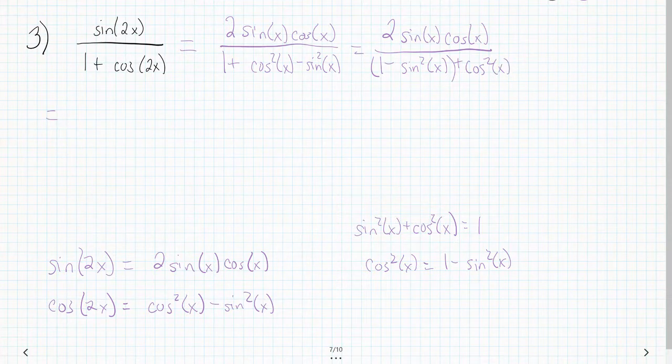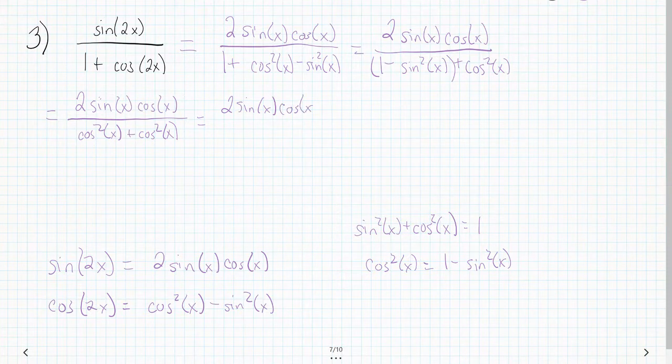So what the heck does that equal, right? Well, notice you have 2 sine of x cosine x. 1 minus sine squared x is just cosine squared x. We just wrote that down below. Plus another cosine squared x. Well, you have a cosine squared x plus another cosine squared x. That makes 2 cosine squared of x down below. So we can rewrite this as 2 cosine squared of x.